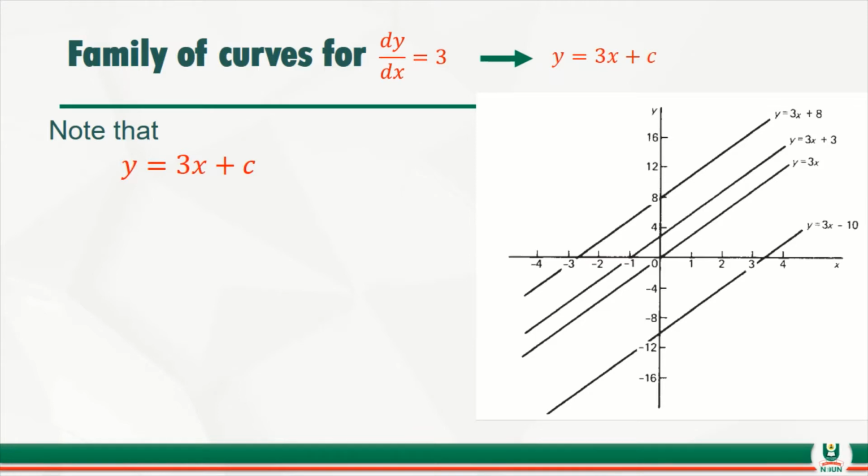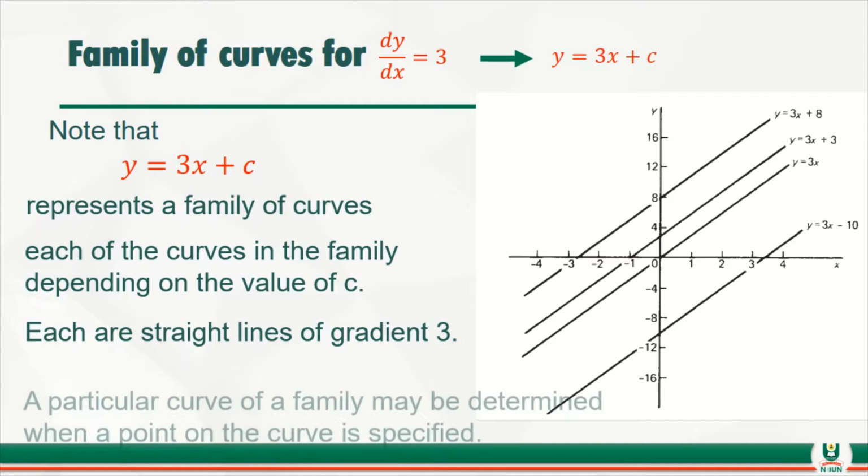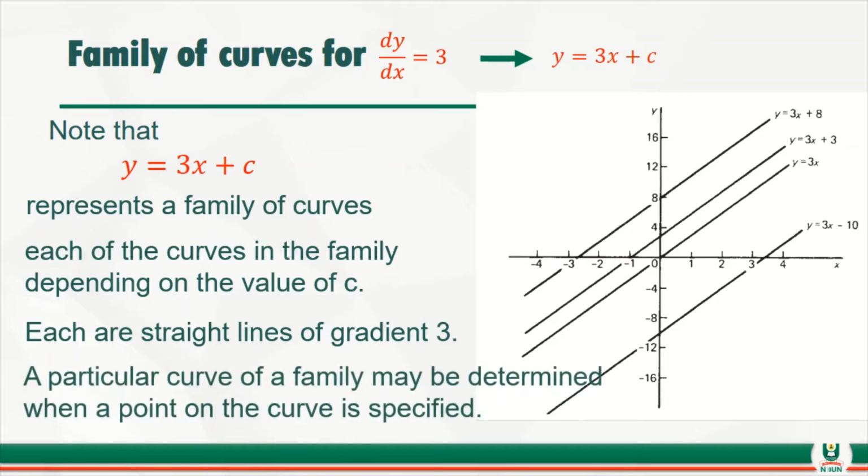Let's proceed now. What we have here represents a family of curves. And at the same time, each of the curves in the family depends on the value of c, which I've explained to you before. It is the c that will let us know the nature of the line. But don't forget that all of them we obtain using this expression y is equal to 3x plus c. Each of them is actually a straight line, and what all of them have in common is that the gradient of each line is 3.